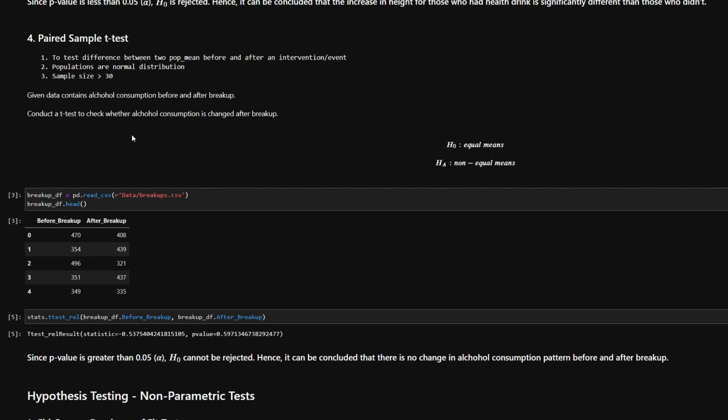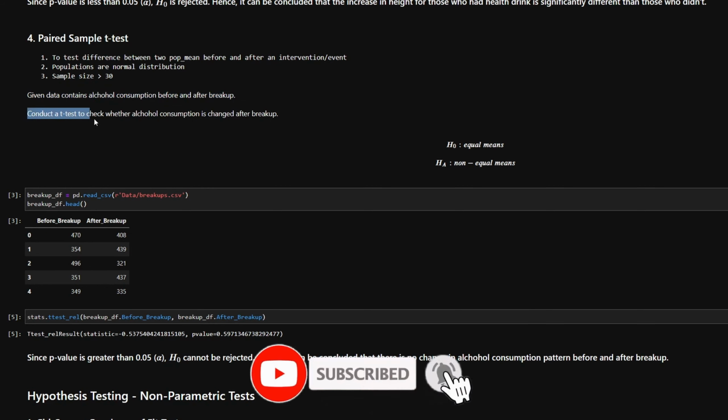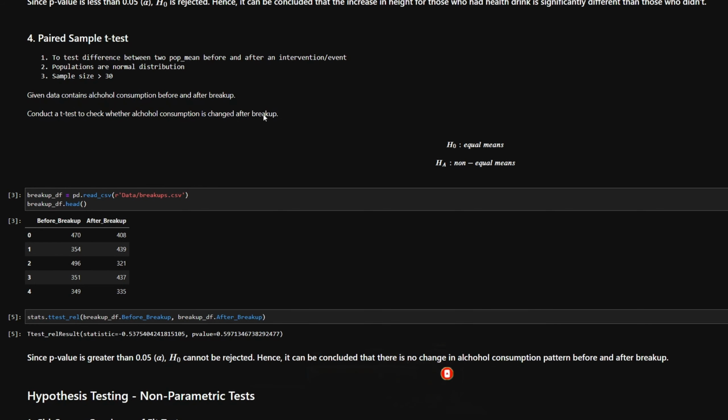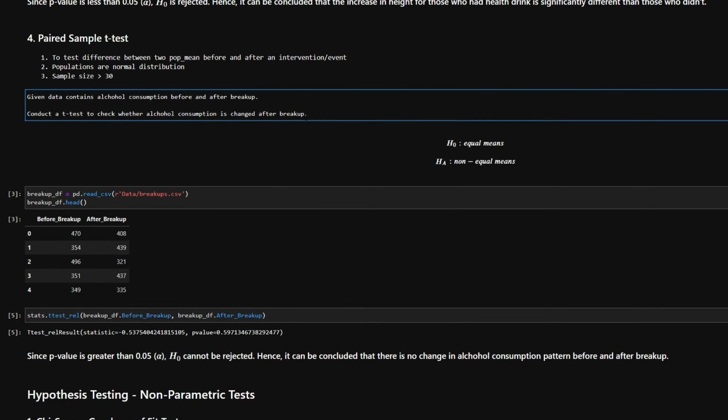So given data, we have some data where it contains alcohol consumption before and after breakup. Okay, this is going to be interesting. So now we need to conduct a t-test to check whether alcohol consumption is changed after breakup. So intervention or an event is basically defined here by the word breakup. So breakup is considered as an event.